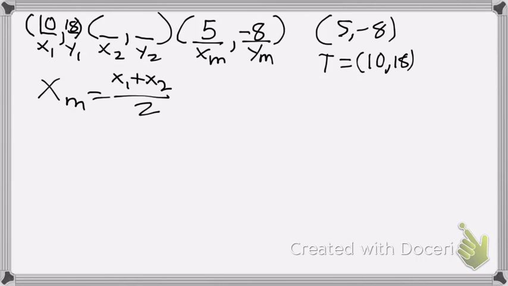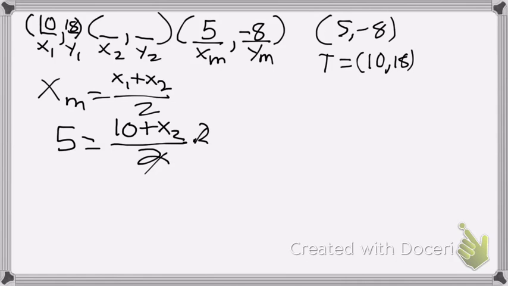So now we can just plug in our numbers. For xm, we have 5. So I'm going to write a 5 right there. For x1, we have 10. Don't know what x2 is. That's actually what we're looking for. And then we put a 2 right there. So we're going to multiply both sides by 2. Good friend, the multiplication property of equality. And that gives us 10 equals 10 plus whatever x2 is.